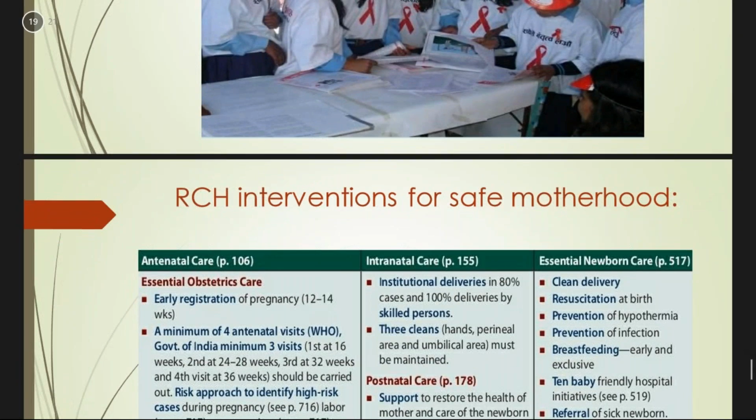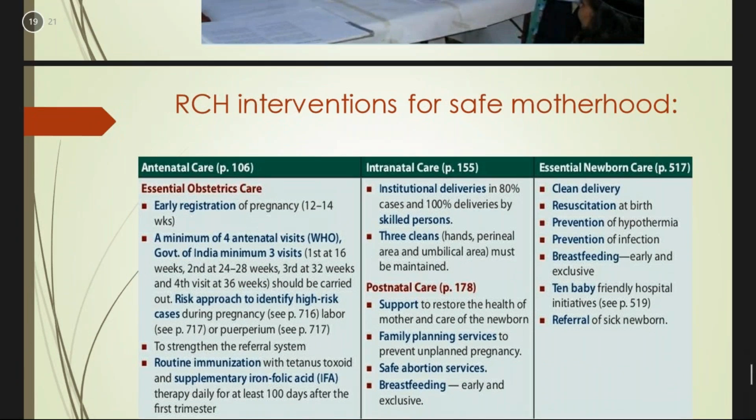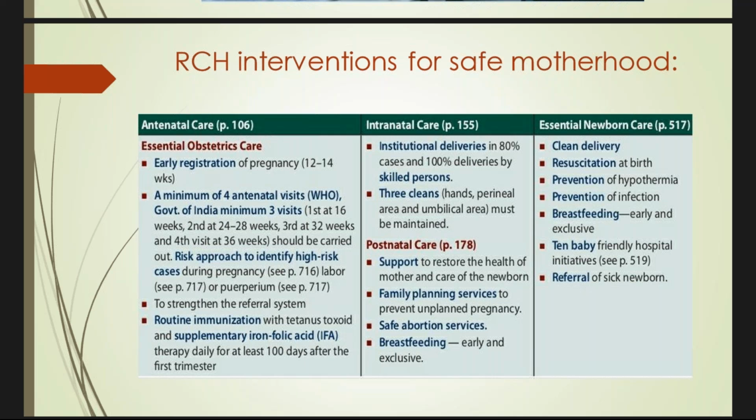So RCH interventions for safe motherhood include antenatal care, intranatal care, and essential newborn care. Antenatally, what can we do? Early registration of pregnancy in the first trimester itself, 12 to 14 weeks, even earlier, and a minimum of 4 antenatal visits by WHO. The Government of India says minimum 3 visits: first at 16 weeks, second at 24 to 28 weeks, third at 32 weeks, and fourth at 36 weeks. These are the minimum, but ideally it should be more.